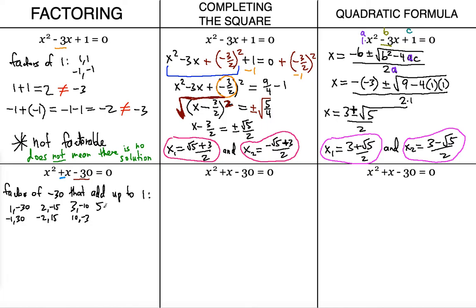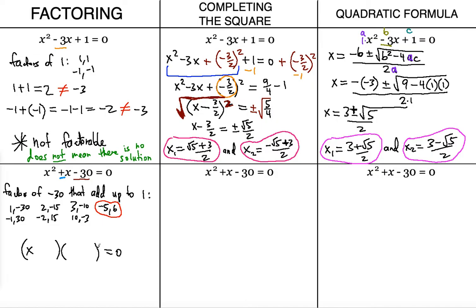Now the next one is 5. Well, let's do negative 5 and 6. Is negative 5 plus 6 equal to 1? Yes, it is, right? So we found a pair. Negative 5 plus 6 is indeed equal to 1. So that means the factoring is simple, right? You know this is going to be like this.